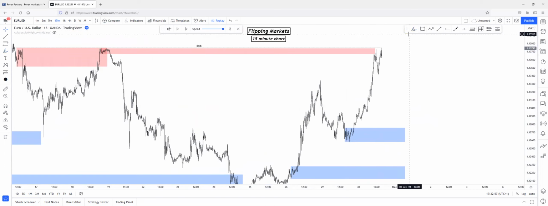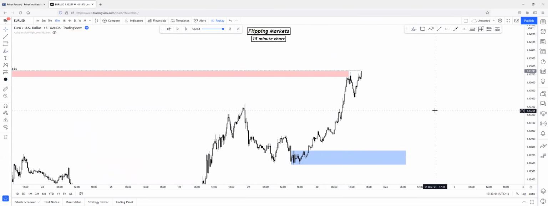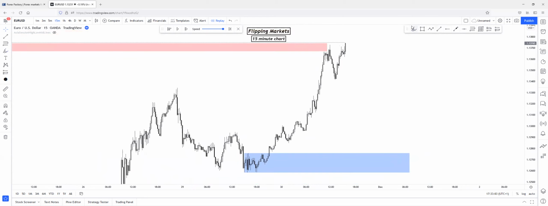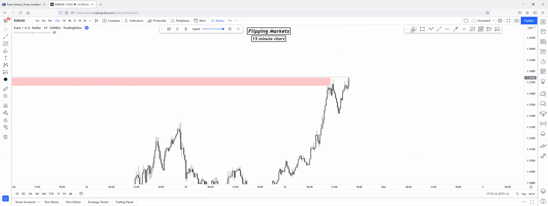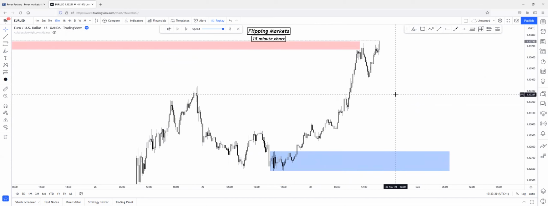Okay, price is actually in the 4-hour supply zone right now, as you can see. And if I zoom in, you will see that price created the fourth tap here. So we have 4 equal taps. So imagine how much liquidity is sitting just above this line. Price has to sweep that liquidity. Okay, but mark out the zones. Focus on the most relevant zones.